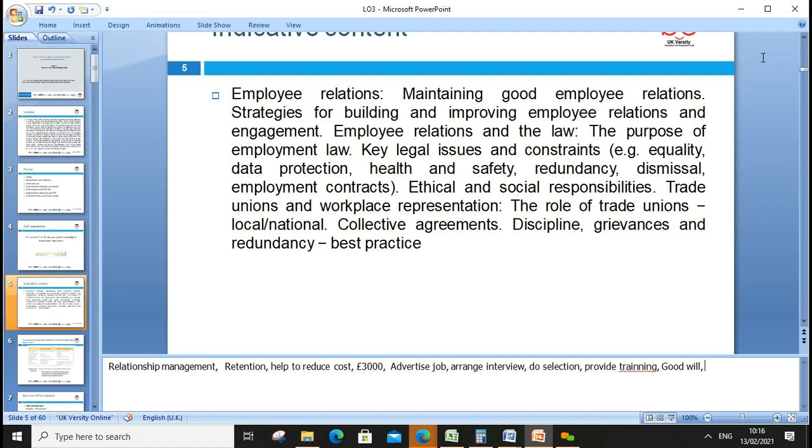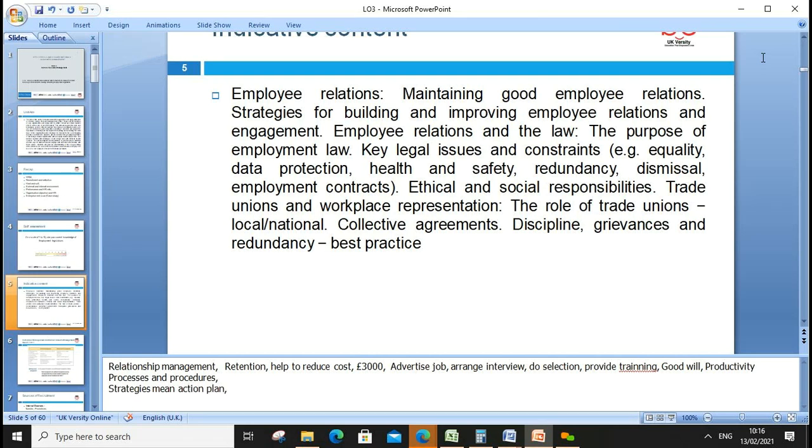Another thing is goodwill. The goodwill of the company will be improved if we have a good relationship with employees. What other things can there be? Productivity. Old employees give more productivity because they are well aware of the processes and procedures. That's why we need to keep a good relationship.